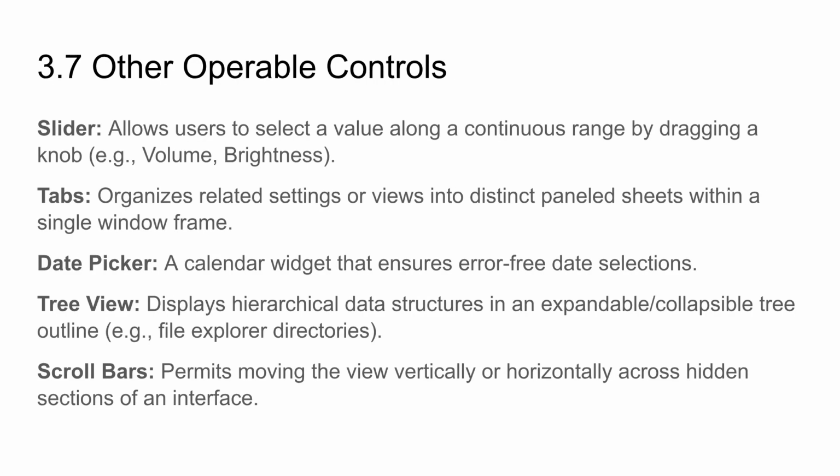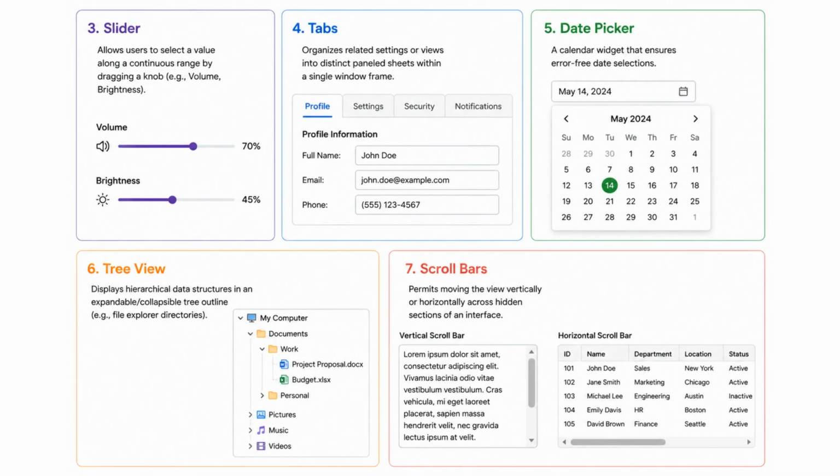Beyond basic inputs, we use other operable controls to handle specialized interactions. These include sliders for continuous ranges, tabs for organizing settings, date pickers for accurate scheduling, tree views for hierarchical data, and scroll bars to navigate large content areas. This visual summary highlights those specific controls in action.